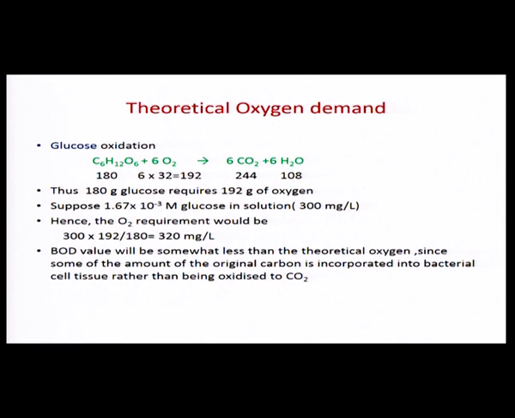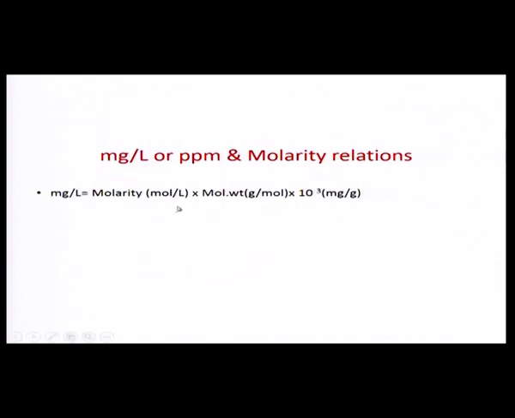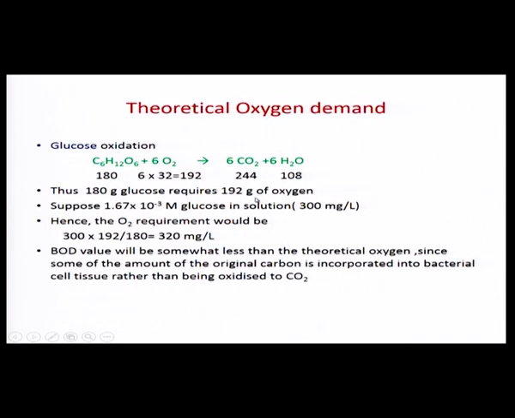In terms of moles, suppose we take a glucose concentration of 1.67 times 10 power minus 3 mole per liter, which is actually represented as 300 milligram per liter. As per the previous equation, putting in the molecular weight of glucose, we can arrive at this value. You can see here, 1.67 times 10 power minus 3 moles of glucose is equivalent to 300 milligram per liter.